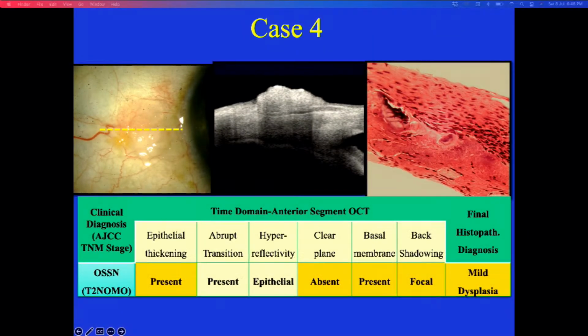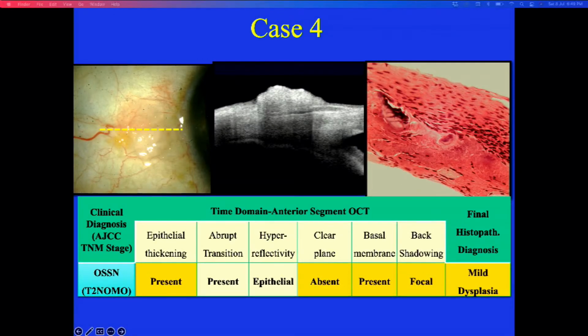Right, so this was the lesion. Like I said, these were the three characteristics that were already there, and these were the three characteristics we added when we set out. What we're looking at is the epithelial thickening. You can see that's the epithelium, and that's the layer which is getting thickened. Number two, it is hyperreflective compared to other regions. Third, you have an abrupt transition.